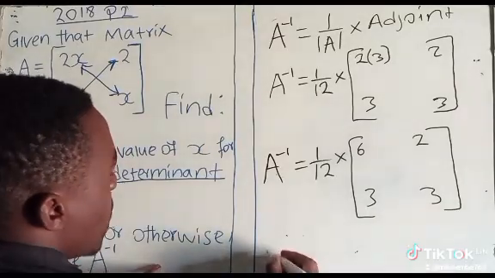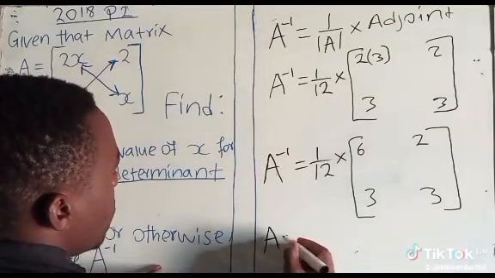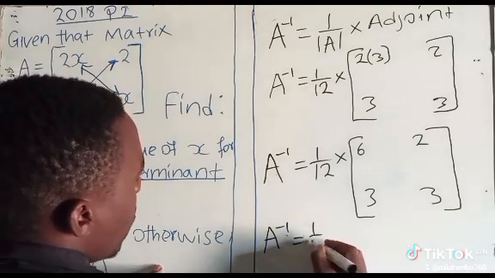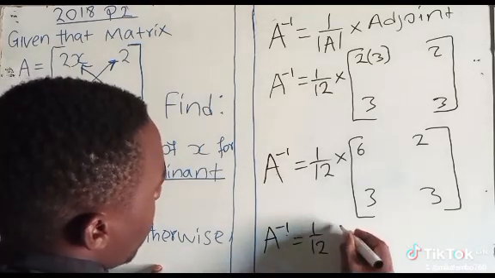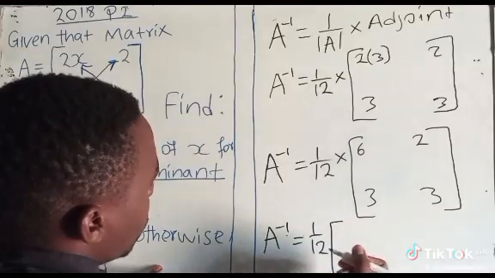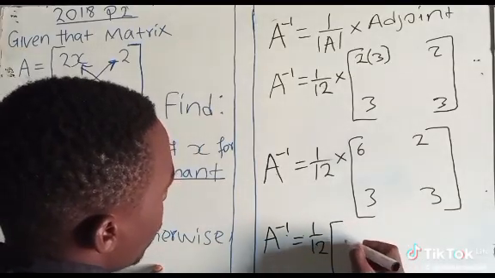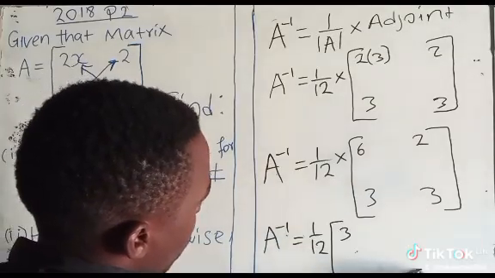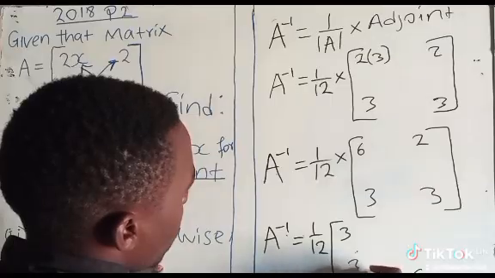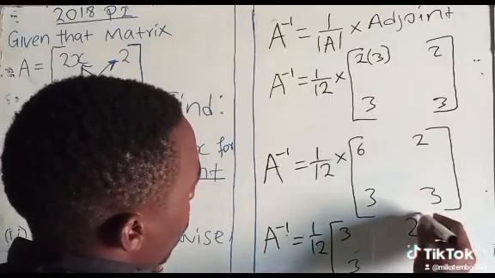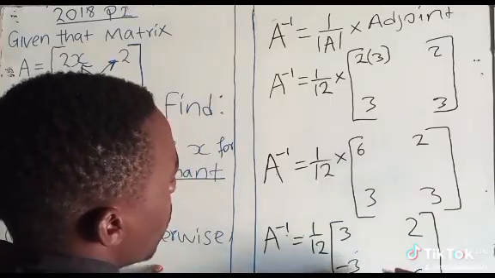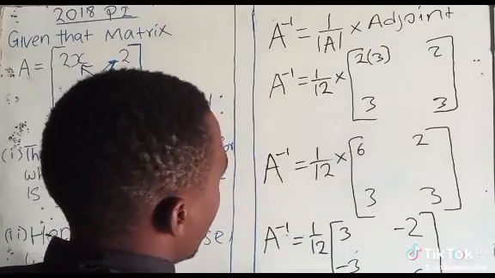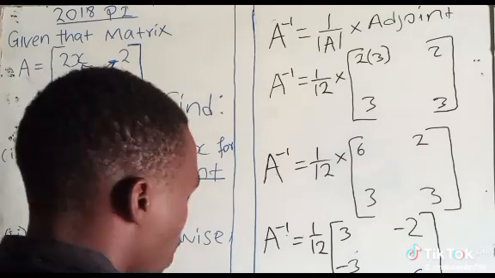So our final answer will be: the inverse of matrix A is equal to 1 over 12. Then we are going to have a 3. Then 6 will be here. Then the minor diagonal, only the sign will change. So we are going to have a negative 3, a negative 2. So this is our final answer. This is the inverse of matrix A.